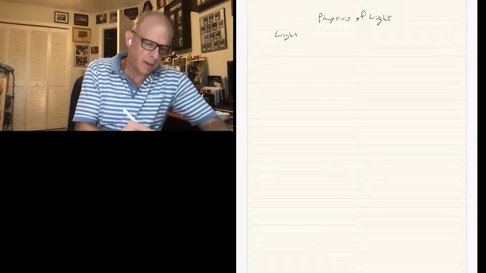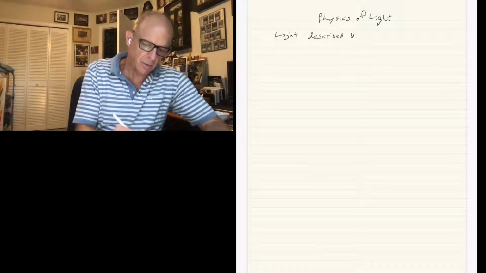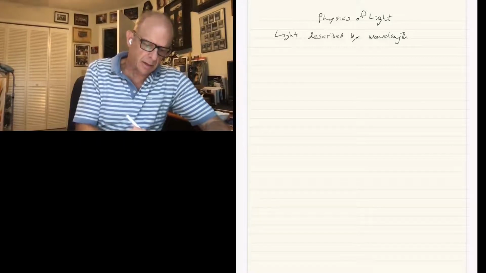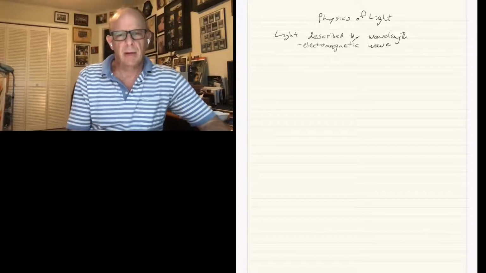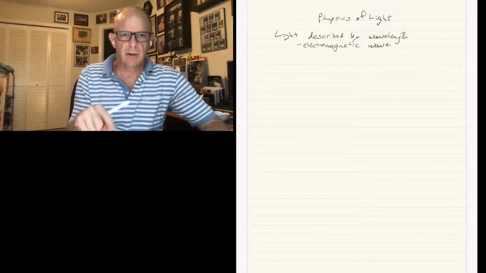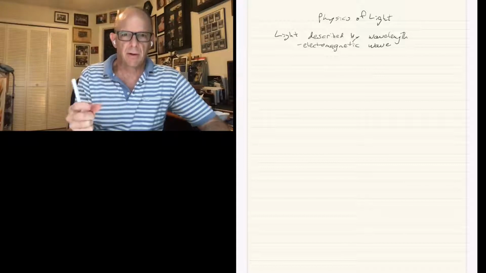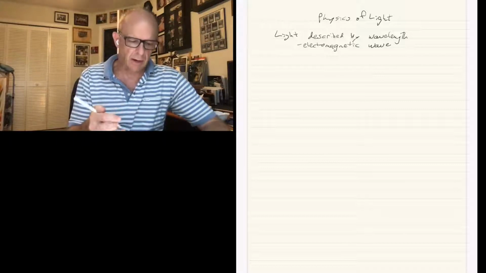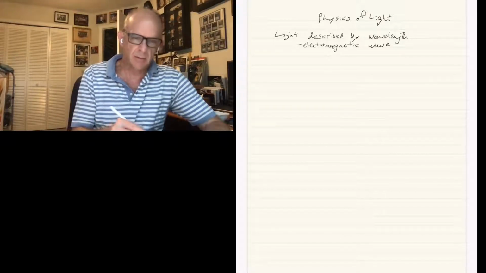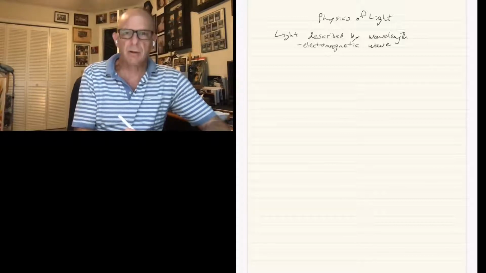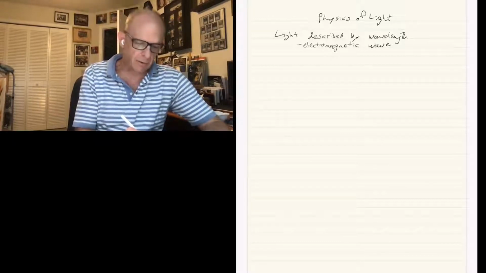Light is described by a single property called the wavelength. And it's an electromagnetic wave. That sounds complicated. It means that light consists of an electric field and a magnetic field that are interacting with each other and propagating through space. And as a wave, there is a wavelength that describes that wave. The other thing that describes that wave is the speed, but all light travels at the same speed.